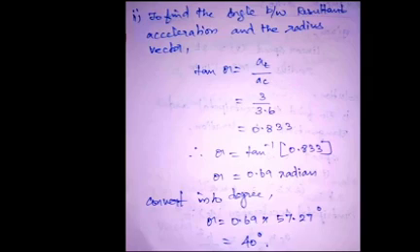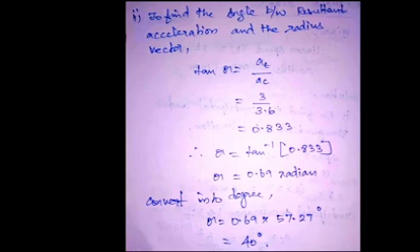Next we are going to find the relation between, that is the angle between the resultant acceleration and the radius vector. So we know the formula, tan theta is equal to a_t by a_c, and substitute the value. So 3 divided by 3.6, we get nearly 0.833. Since we need only the angle, the tan will be moved to the right side and become inverse. Therefore theta is equal to tan inverse of 0.833.